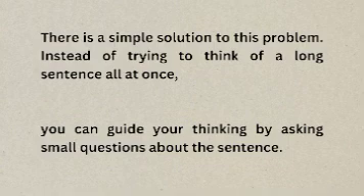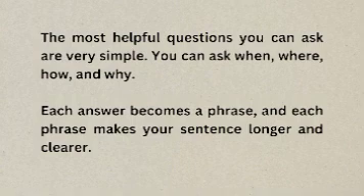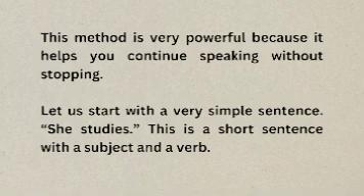Instead of trying to think of a long sentence all at once, you can guide your thinking by asking small questions about the sentence. These questions help your brain find the next piece of information naturally. When you answer these questions, your sentence grows step by step without pressure. The most helpful questions you can ask are very simple. You can ask when, where, how, and why. Each answer becomes a phrase, and each phrase makes your sentence longer and clearer. This method is very powerful because it helps you continue speaking without stopping.